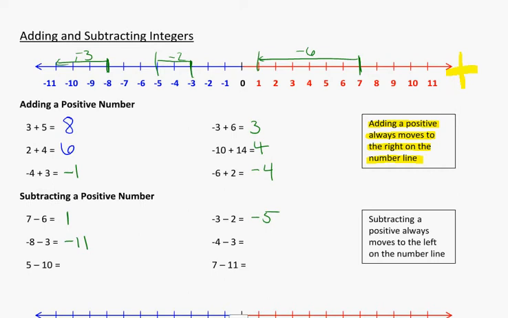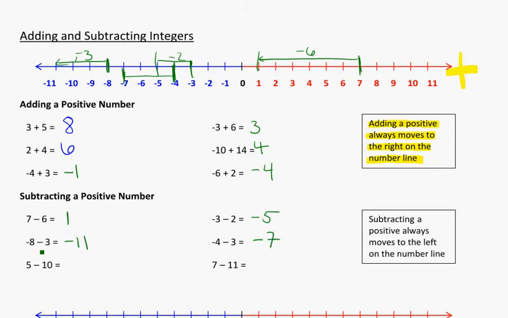And looking at another one here, starting at negative 4, we need to take away 3. So visualize what that's going to do. Starting at negative 4, I'm going to take away 3, and I'll end up at negative 7.